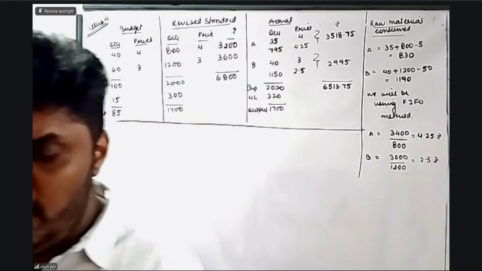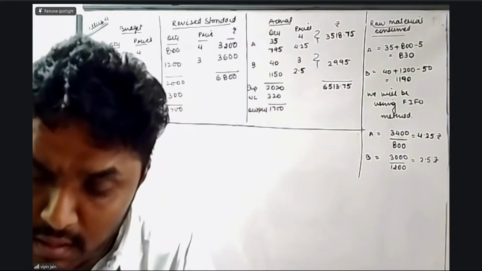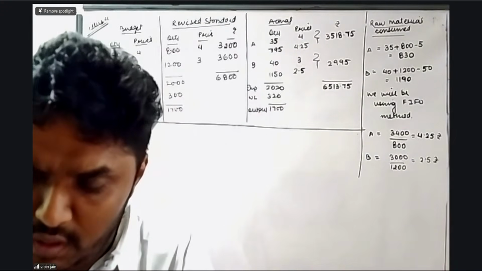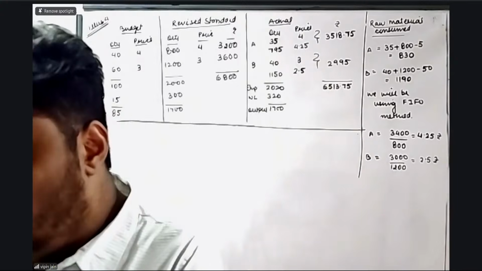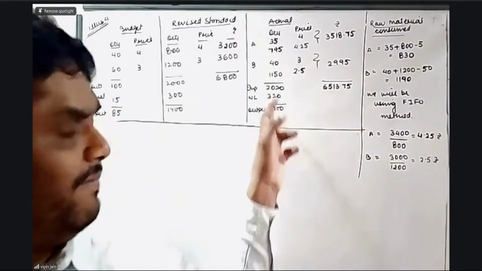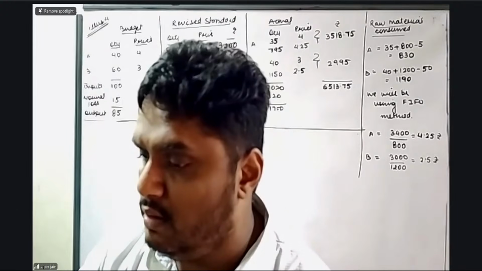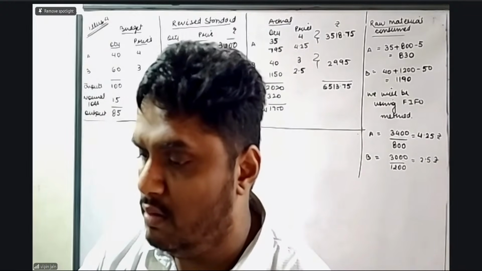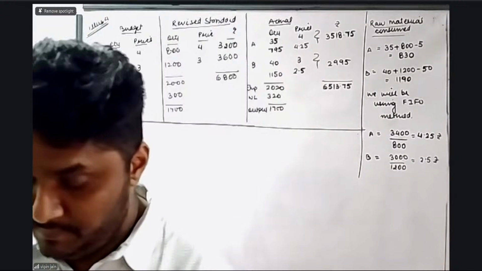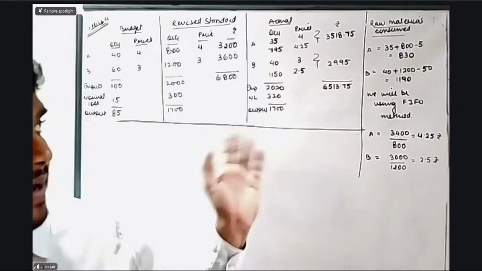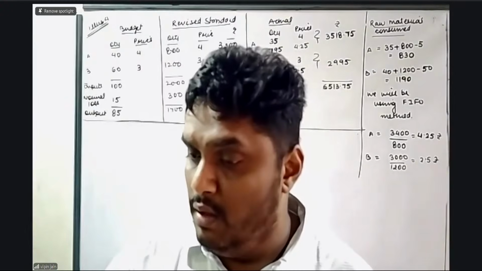The inputs are how much? 830 plus 1190, 2020, and the actual output is given in the question, that is 1700. So the balancing figure will be my normal loss, Lohit. I hope it is clear. So once this master chart is ready, you can solve any question.